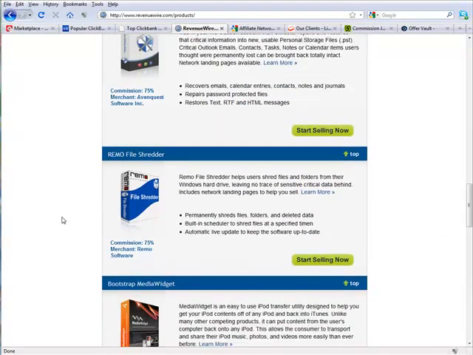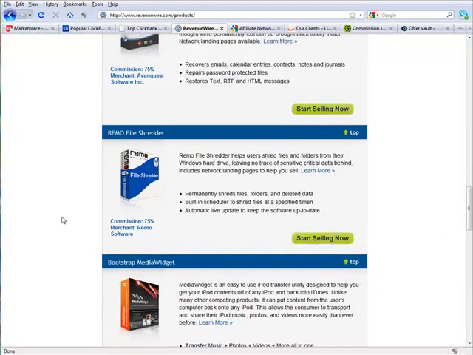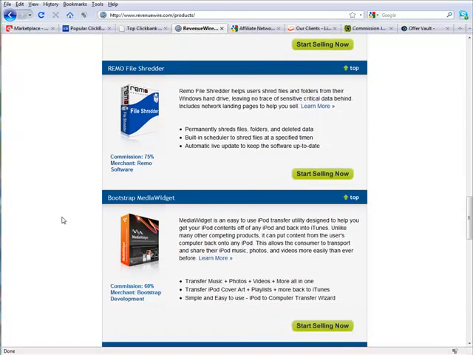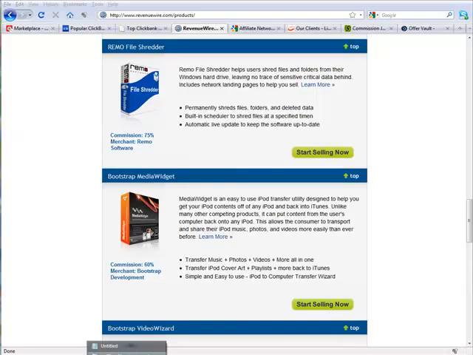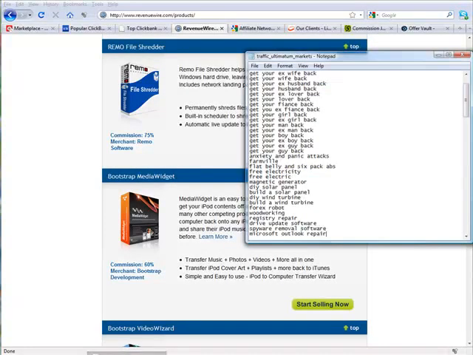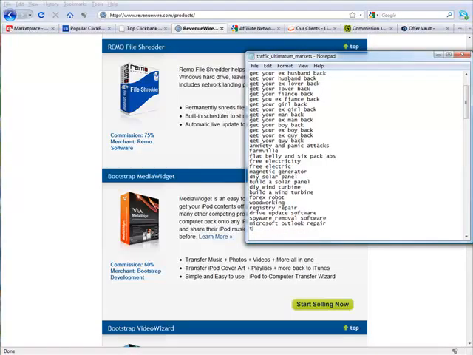They also have a file shredder. Bootstrap iPod transfer utility. Oh, cute. Okay, neat. So it's an iPod transfer utility, iPod transfer software. So now here's a good example.